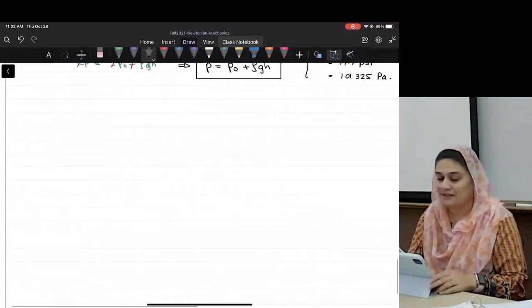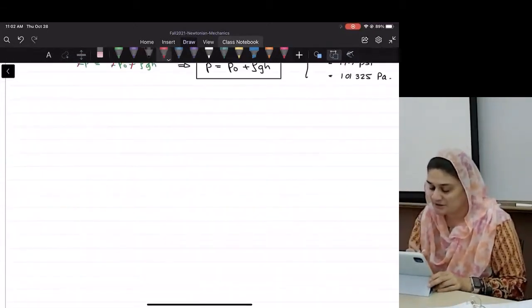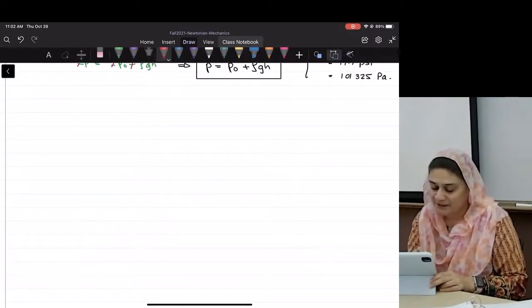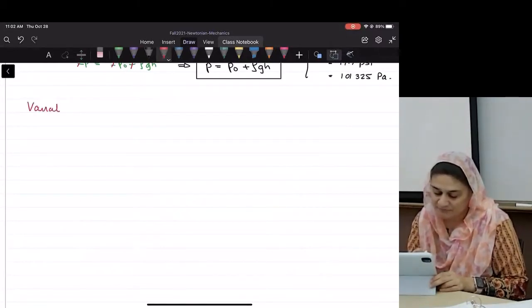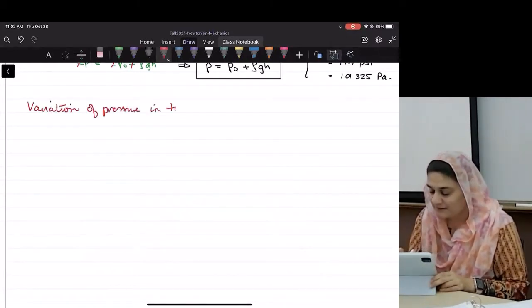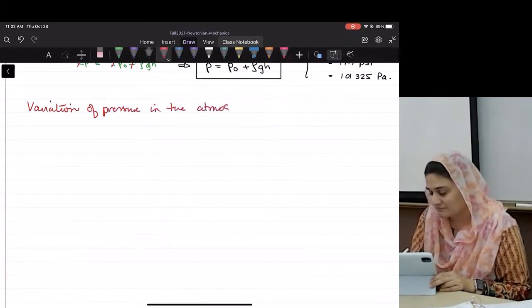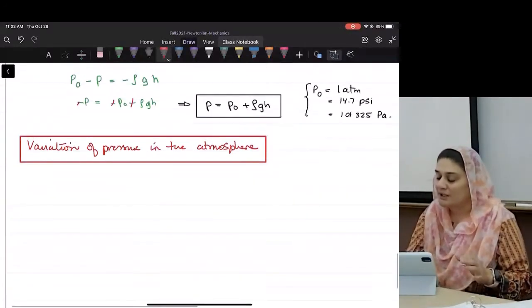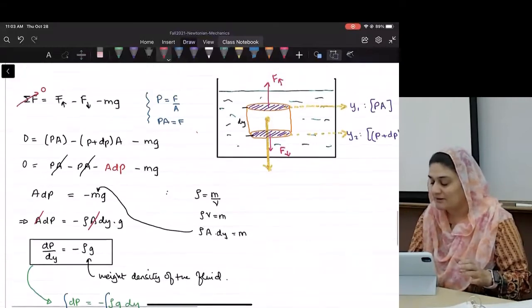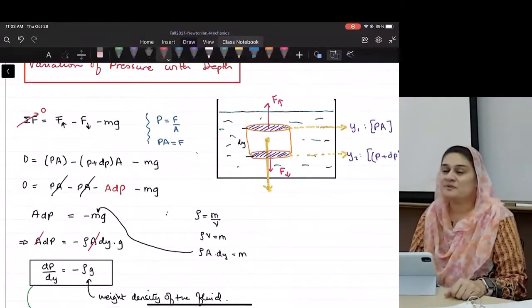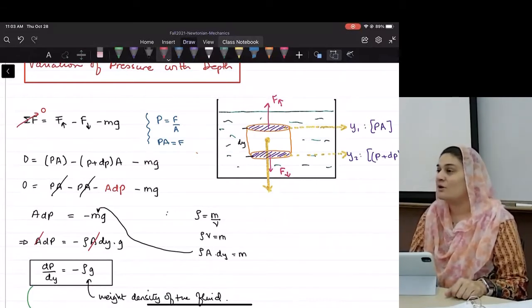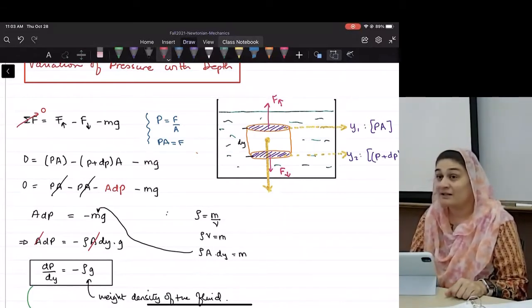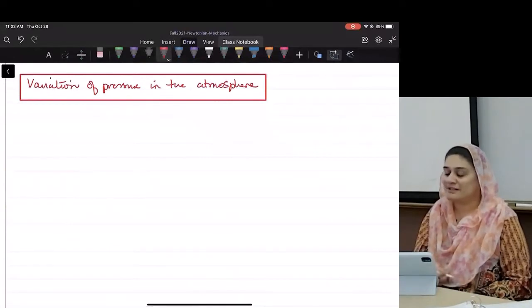Now let's try to find a specific expression for variation of pressure in the atmosphere. Okay, now the atmosphere is different. When we were talking about this one little box, the atmospheric pressure didn't change much, or gravity didn't change much, or the density didn't change much, right? So variation of pressure in the atmosphere.